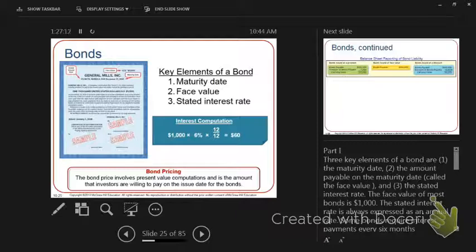So at the beginning it sounded good, didn't it? You pay me 95, I pay you back 100. You net 65. But if the market rate's at 8 and you would have invested in the market, what interest would you have made? Yeah, 100,000 times 8.